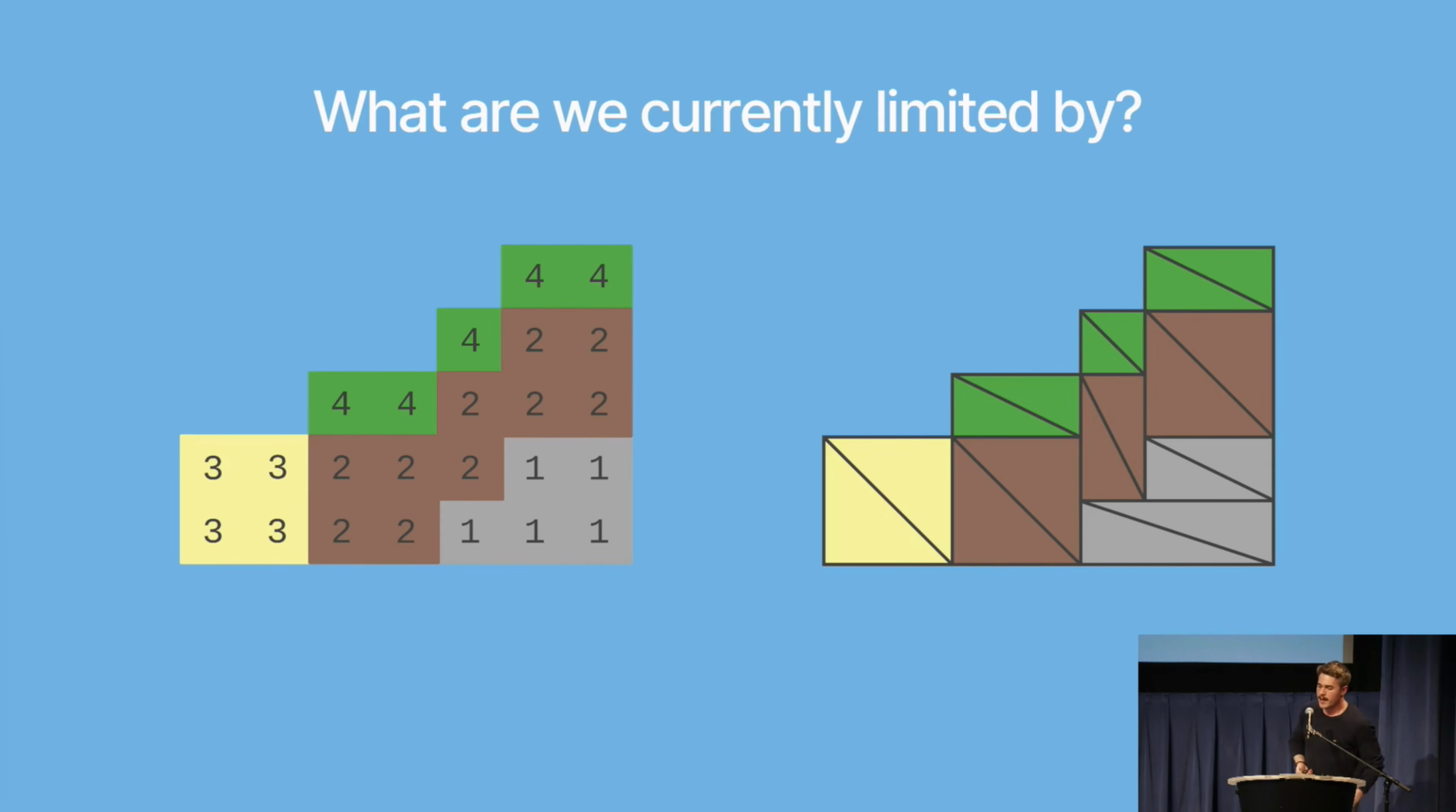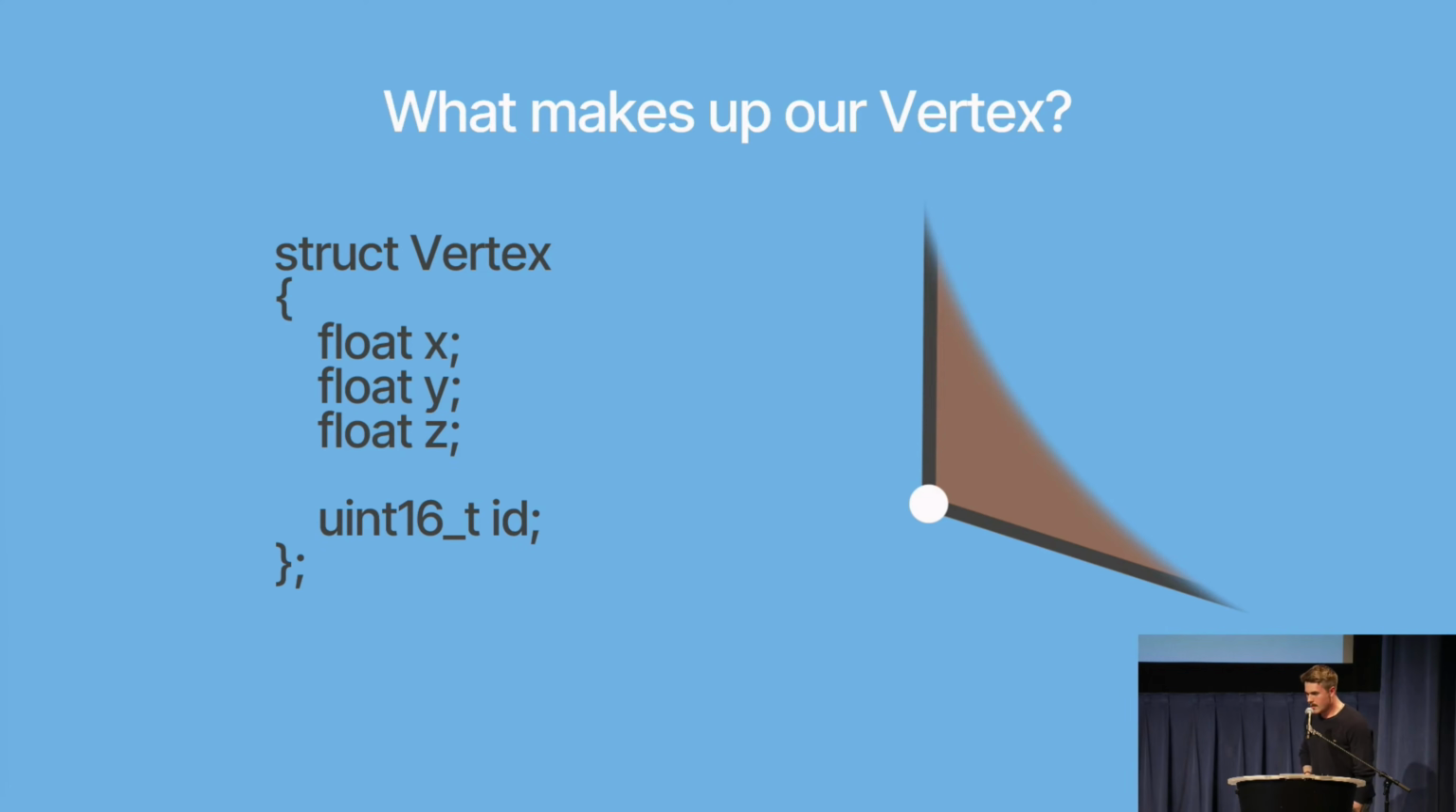Well, what are we currently limited by? We have all this type information, right? We have sand, dirt, and these all have their own IDs. And we're only able to combine adjacent columns, and also only by considering the correct IDs, right? We can only combine sand with sand, we can only combine dirt with dirt, for instance. Well, what makes up our vertex, right? Our position and our ID. But if we think about it, right now we're considering the ID when we don't really need to.